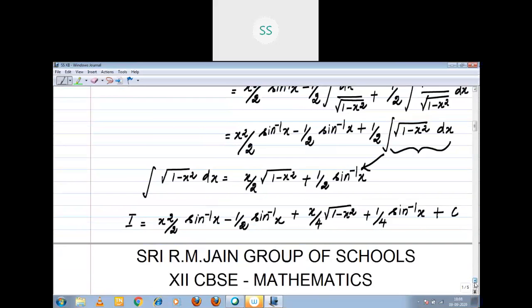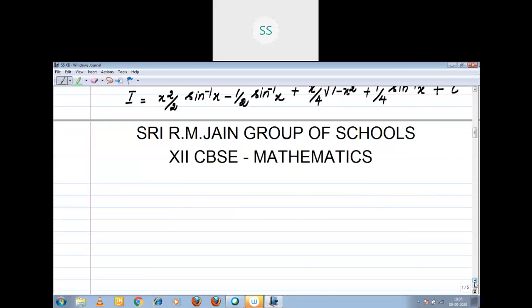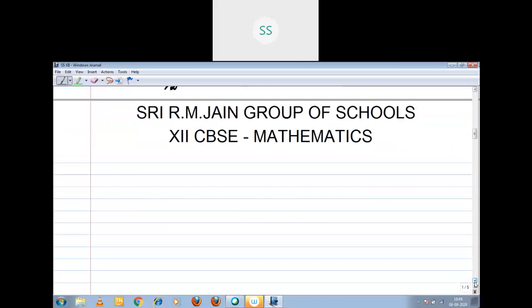Now I am going to move to question number 9. I equals integral x into cos inverse x into dx. Right? Here I'm going to do a separate method, not like your previous one. See here, I'm going to adopt substitution. t equals cos inverse x.